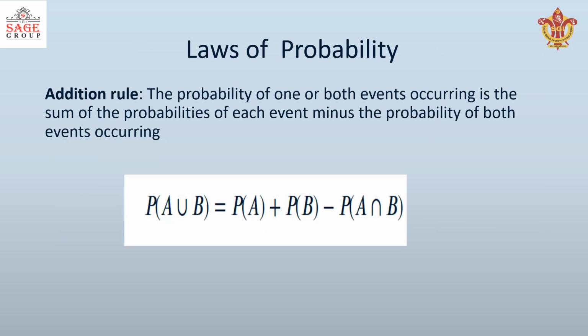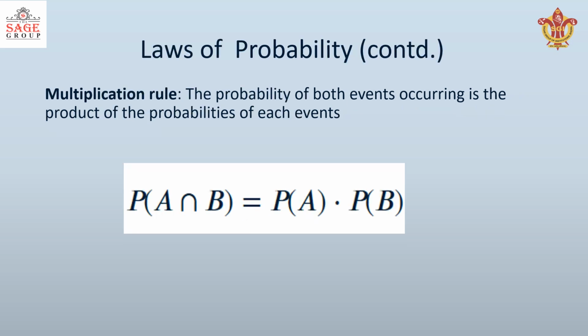Now coming to the laws of probability. Firstly, let's talk about the addition rule. The probability of one or both events occurring is the sum of probabilities of each event minus the probability of both events occurring together. This is expressed as probability of A union B is equal to probability of A plus probability of B minus probability of A intersection B.